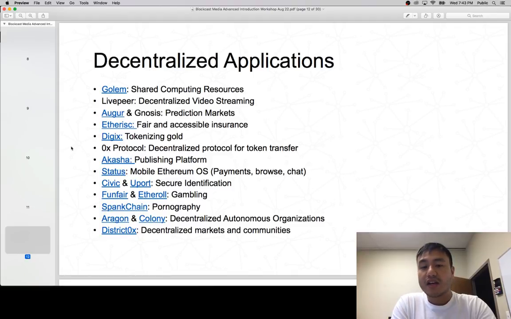There's Civic, uPort. They're doing decentralized identification, which is really cool. There's a lot of different projects out there, but it's really amazing to see how these applications are enabling us to take back our information so that we can control it, and not necessarily give it to, say, Facebook, a centralized social network service that has all of our information and is able to mine that for advertising, for example.